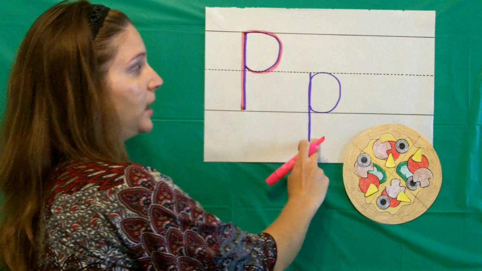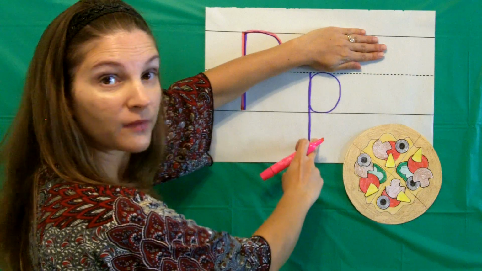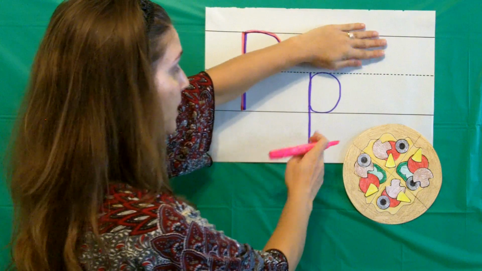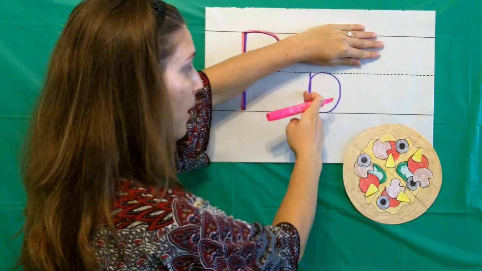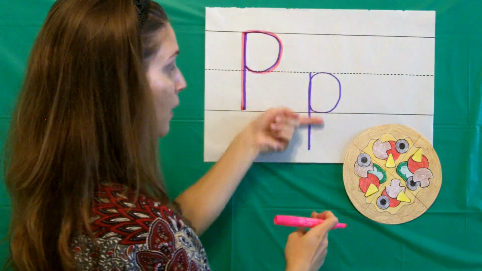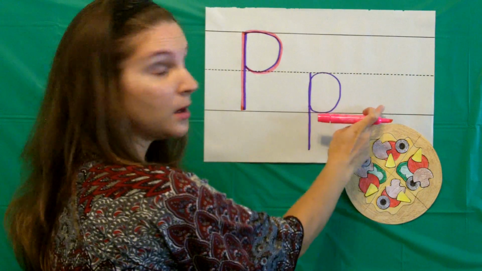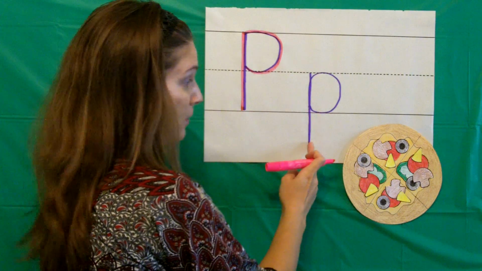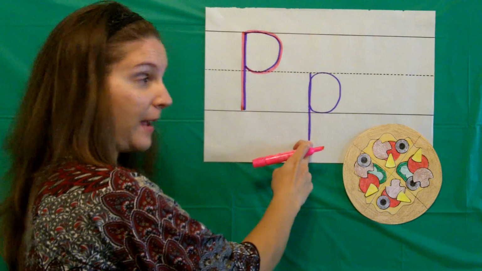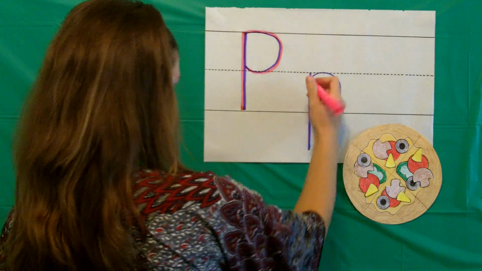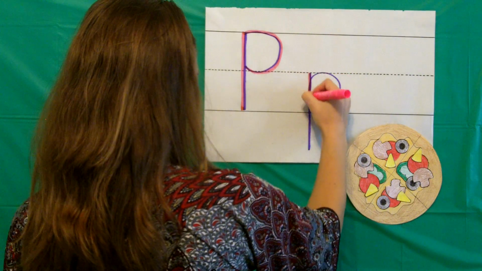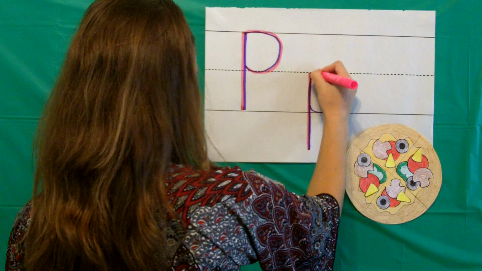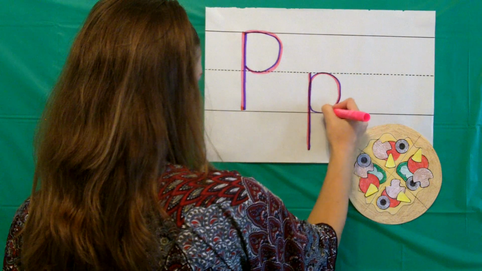Now remember, with the lowercase, you're not using the top part of the line. And this one does get a little bit confusing sometimes, because you need to remember that this part of the letter goes below the line, okay? So you pretend this is your ground, and this part goes under the ground, okay? Just be careful with that. So you pop on down, and then up you see, finish it off with a little P.